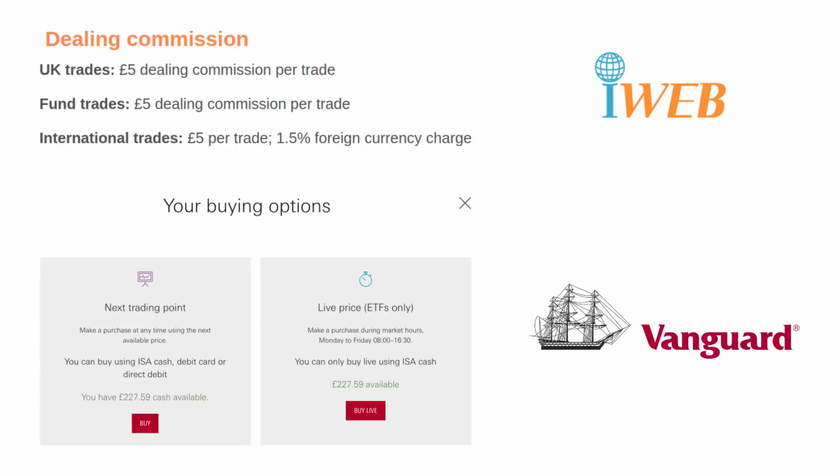With Vanguard, you can only buy their own funds, and you can do that in one of two ways. If you're buying an exchange-traded fund, then you can choose to pay a live price, which means that during market hours between 8 o'clock and 4:30, you can pay a known price that you see on your dealing screen. Alternatively, you can wait until the next trading point, which means that you may not get exactly the price that you see on your screen right now, but you may be willing to put up with that given that you pay no trading cost. And in the analysis that follows, we'll assume with Vanguard that you've gone for the next trading point, so you're not paying any trading costs.